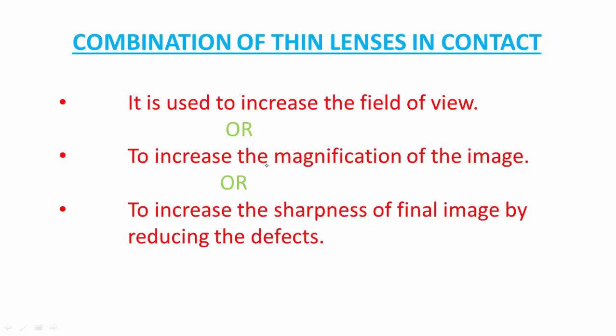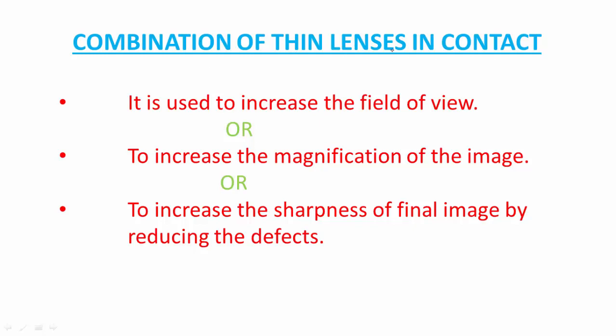Or it is also used to increase the magnification of the image. Magnification means enlargement. To enlarge the image of the object, we need more than one lens in contact. Or it is also used to increase the sharpness of the final image by reducing the defects. So in general, to increase the field of view, to magnify the image, or to sharpen the final image, we use a combination of thin lenses in contact.